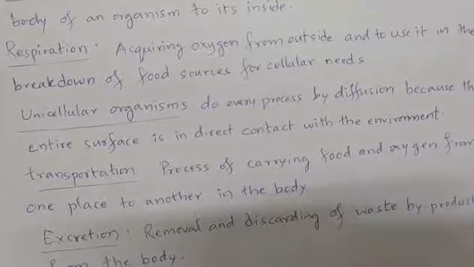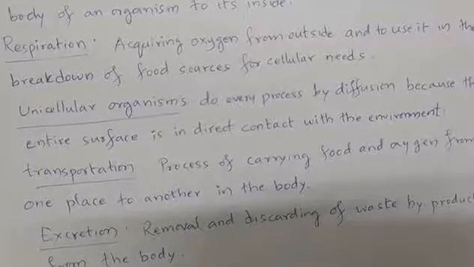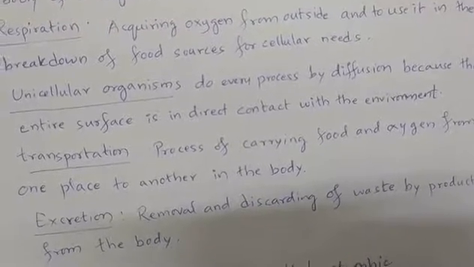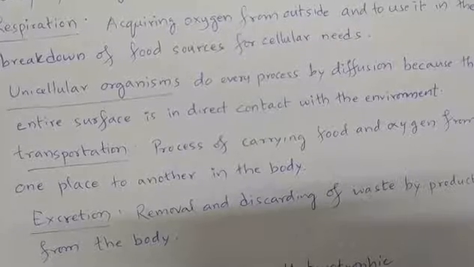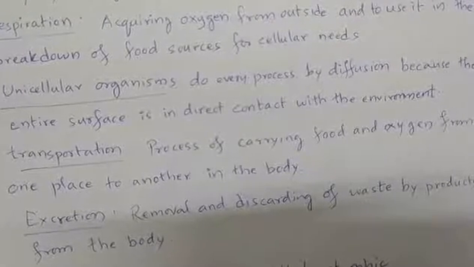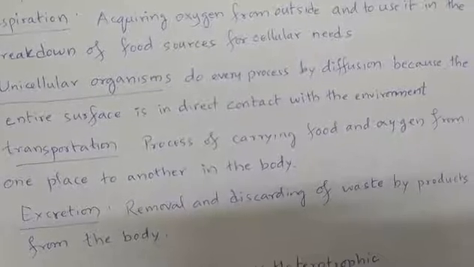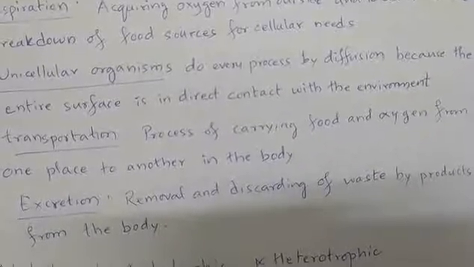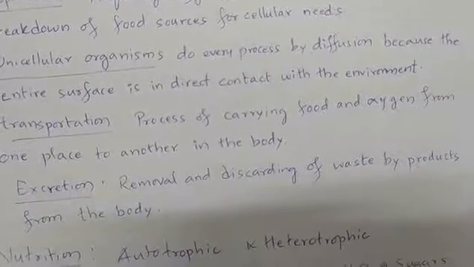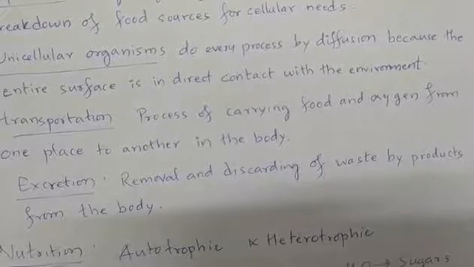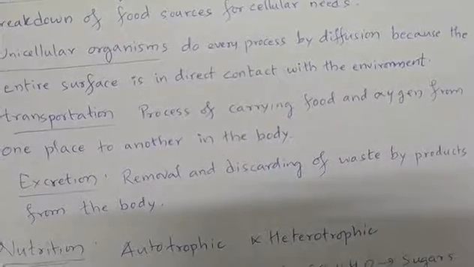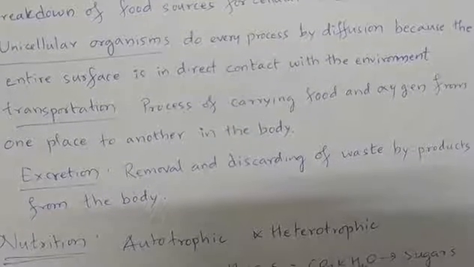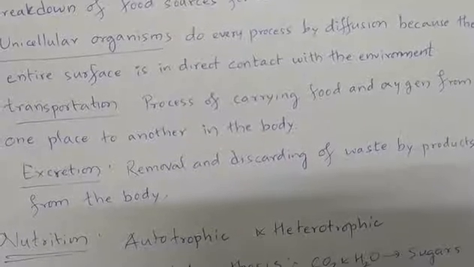Unicellular organisms do every process by diffusion because the entire surface of a unicellular organism is in direct contact with the environment, which is not possible in the case of multicellular organisms because the entire surface of all cells of complex multicellular organisms cannot be in direct contact with the environment.